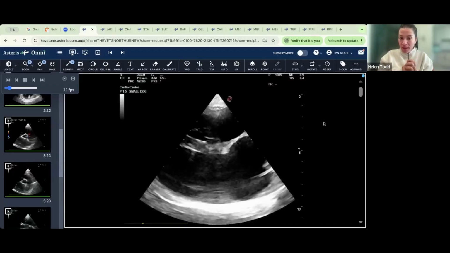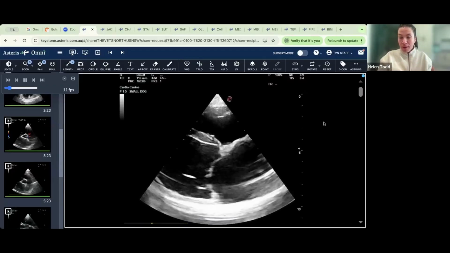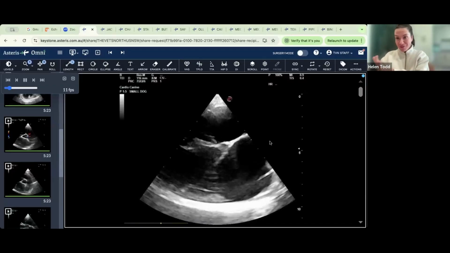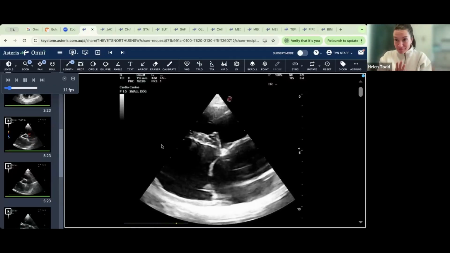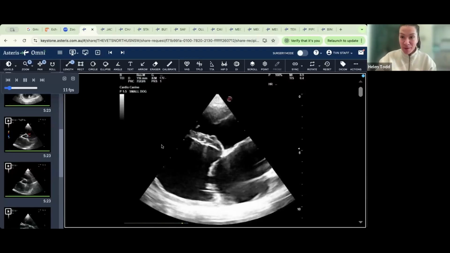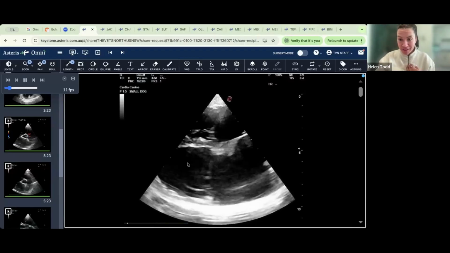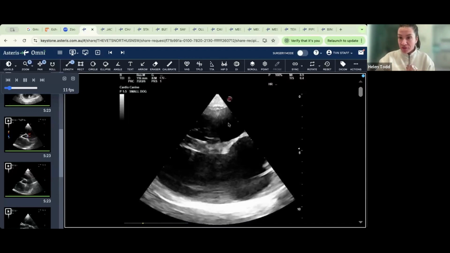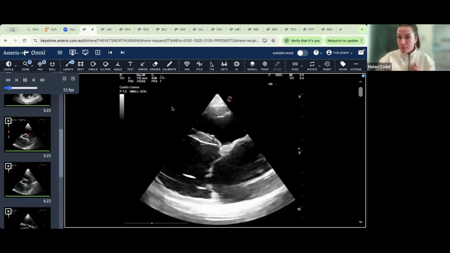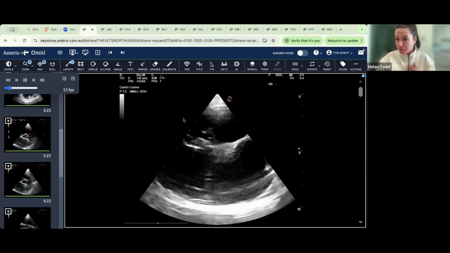So on that breath of me just saying atria on the right, ventricles on the left, I'm sorry if this is too simple if you're used to seeing it, but I found echoes really overwhelming when I started doing them. We're on the right side of the patient, so the right side of the heart is closest to the probe. So the right side of the heart is most superficial.